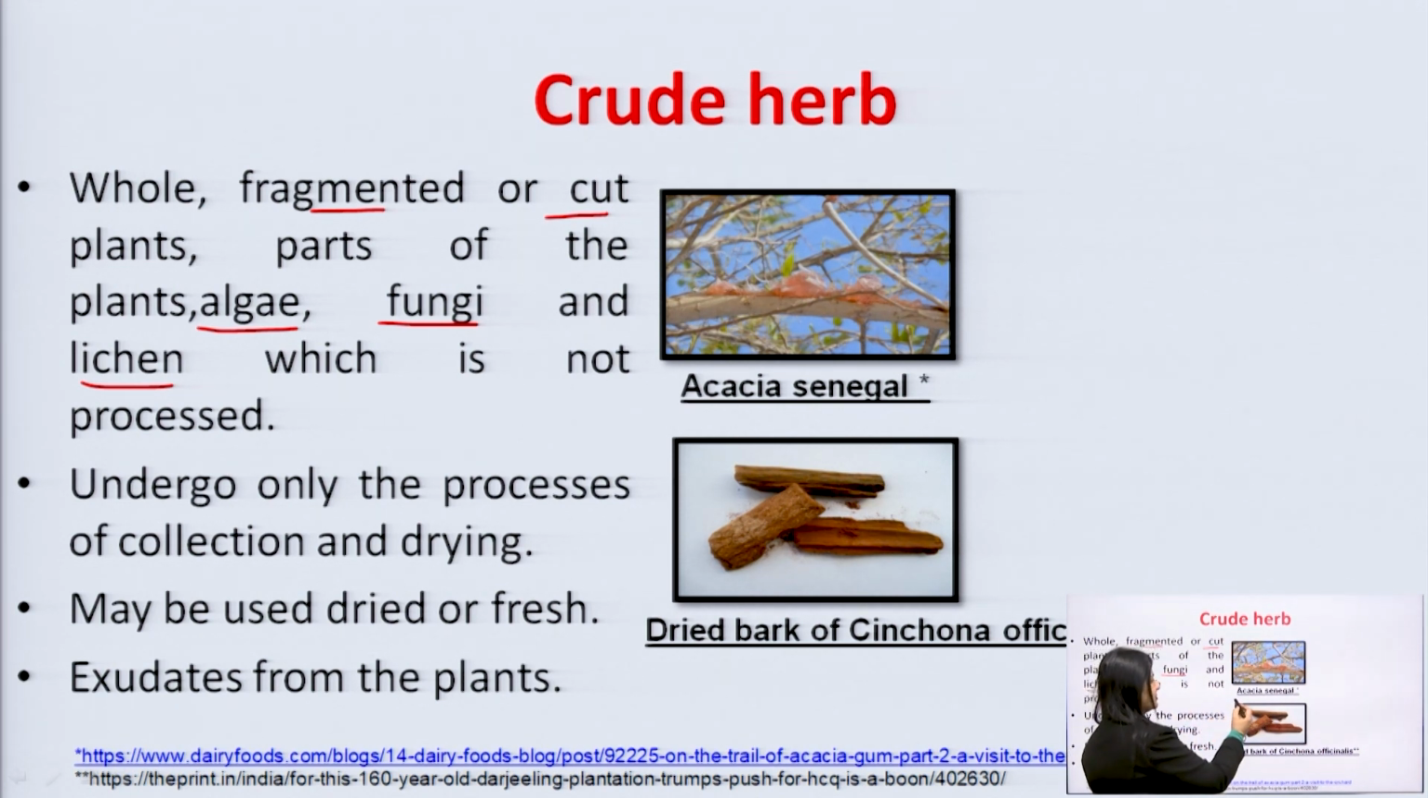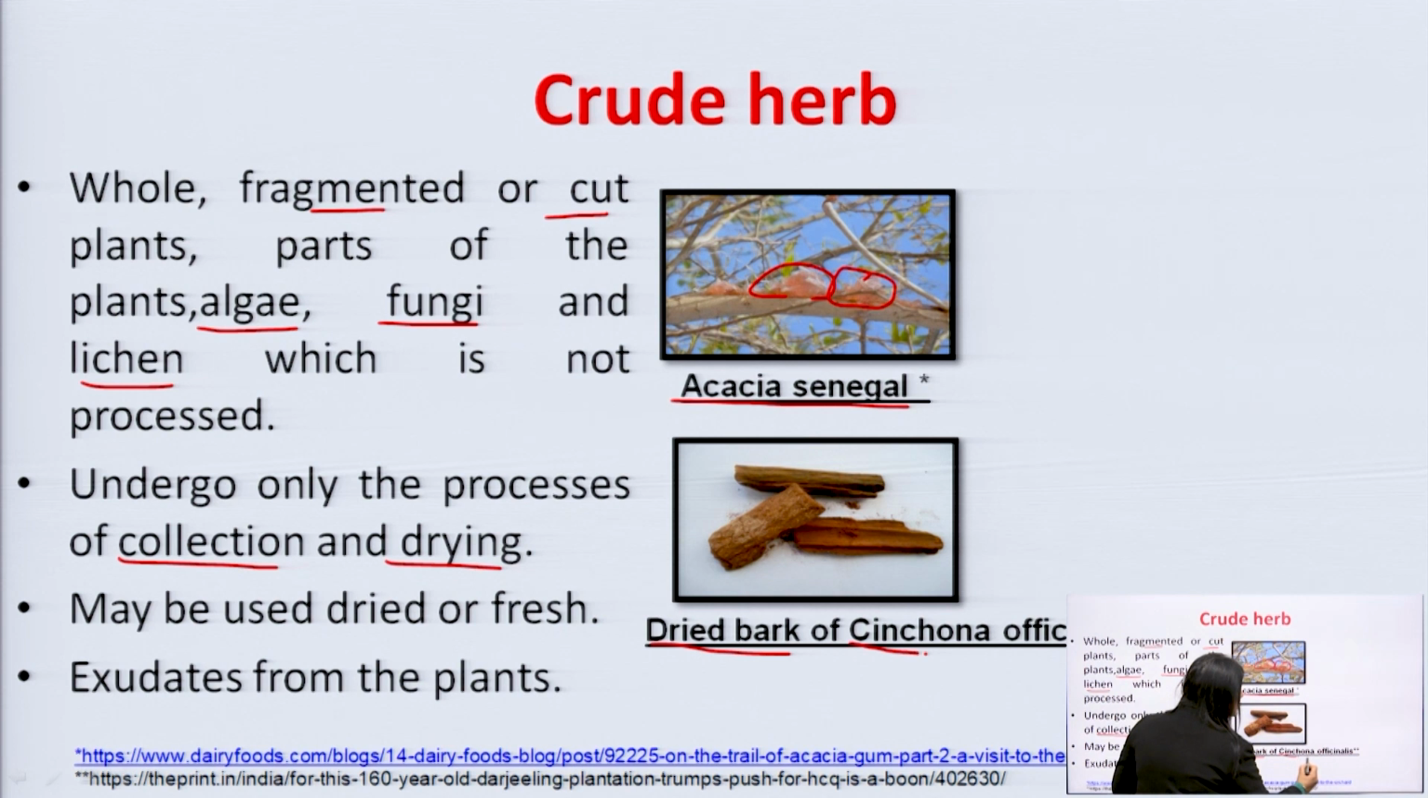Say what is shown here in the picture. Acacia senegal. Now this is the gum acacia which oozes out from the bark of this tree. Then any other plant part which undergoes only the process of collection and drying. So here is shown dried bark of Cinchona officinalis. This crude herb can be fresh or it can be dried. It basically includes the exudate from the plants as well.